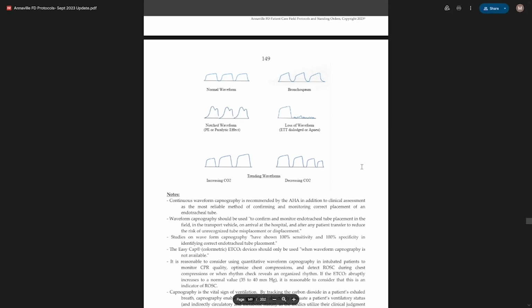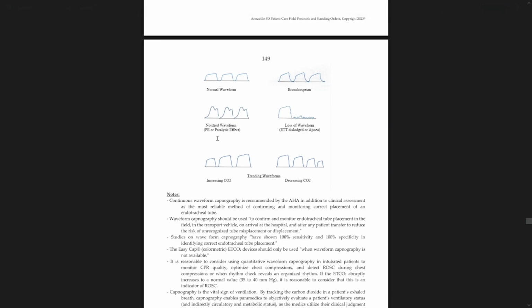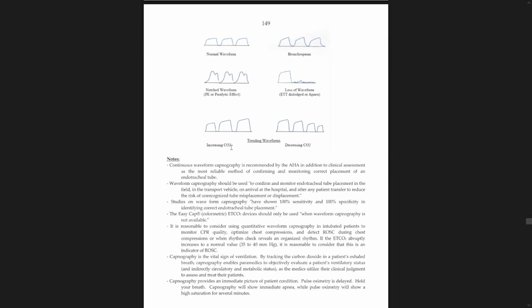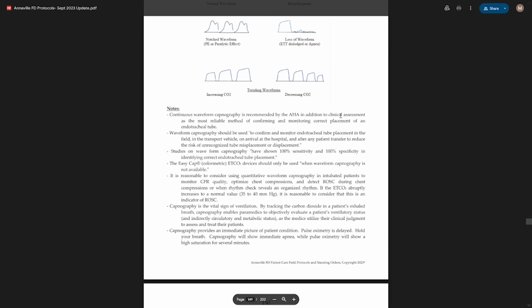I'll pause here for a moment. There you go. Loss of waveform. It maybe got dislodged or there's apnea. There's a notch waveform. There might be a pulmonary embolism or a paralytic effect. Oh, very interesting. Increased CO2, decreasing CO2.